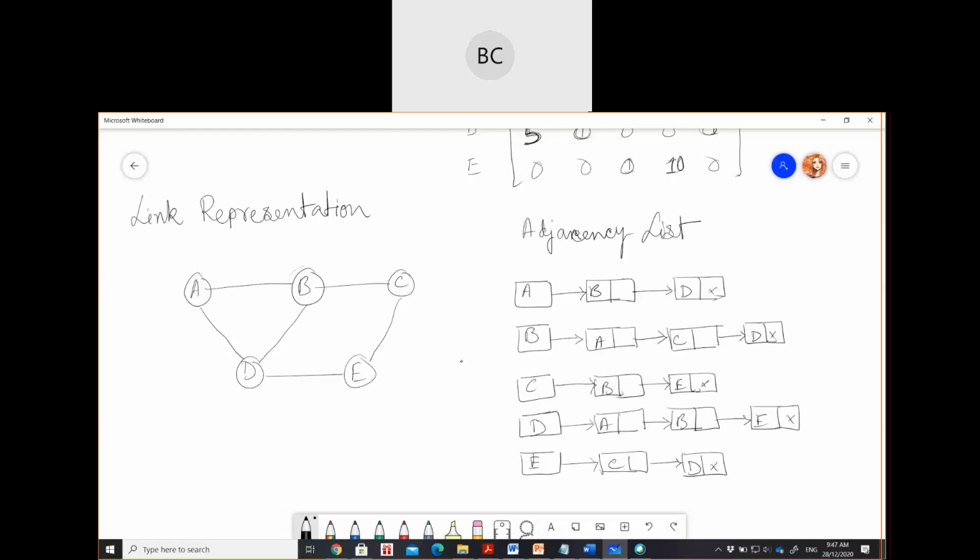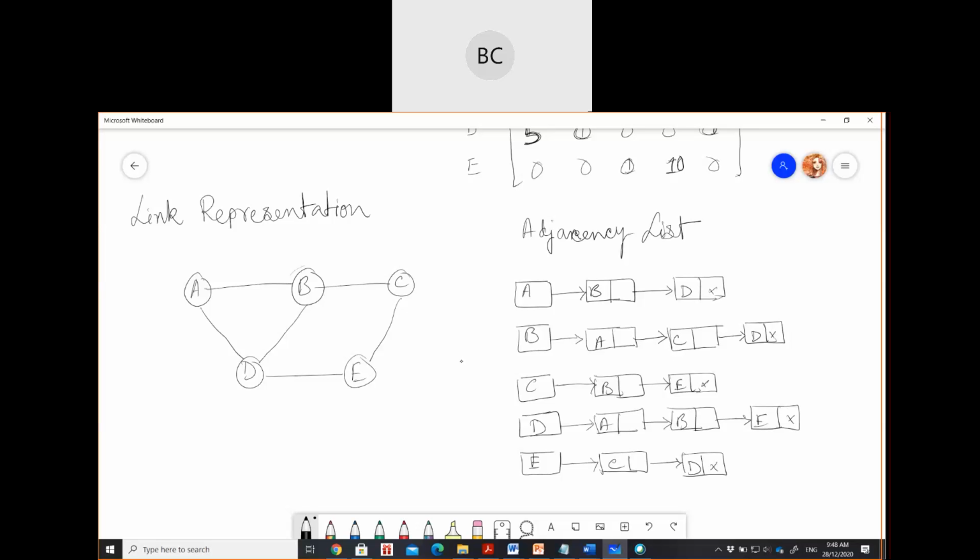Adjacency matrix and the list. In case of list, you are going to represent it in terms of a linked list. You consider one node, then from that node, what are the adjacent nodes? Adjacent node means if there is an edge between two nodes, then those nodes are adjacent to each other. Is this one clear?